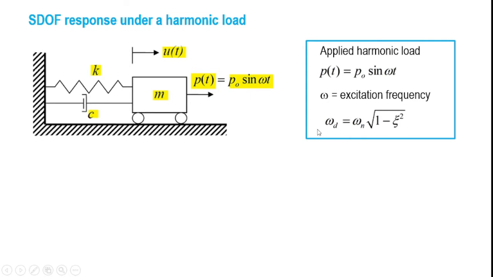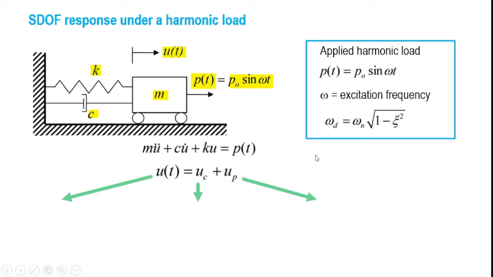And here we define one more term, omega d, known as the damped natural frequency. As usual, we know that it is given by omega n times the square root of 1 minus c squared.